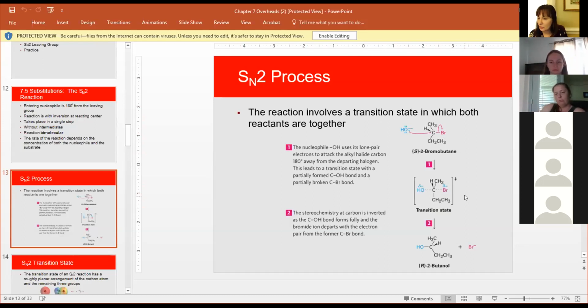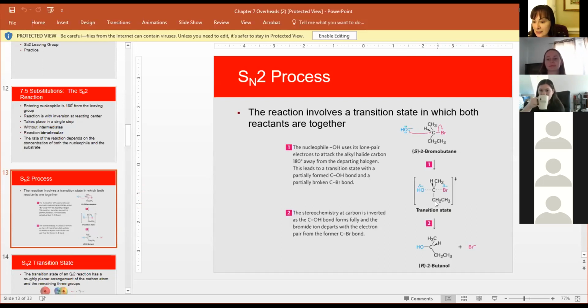Did you guys get a chance to look at the transition state? What do you see in that transition state that kind of looks weird to you? Because this is not something we've seen before, right? What's going on here that is weird about this transition state? How many bonds is that carbon making in that transition state? 5. It looks like it's making 5 bonds. Is that normal? Does carbon ever make 5 bonds? No, that is not normal.